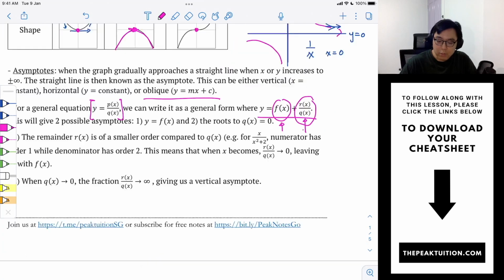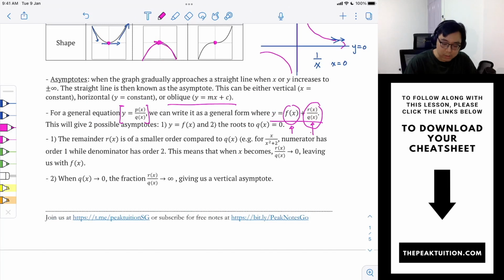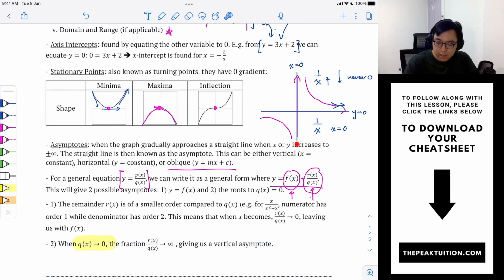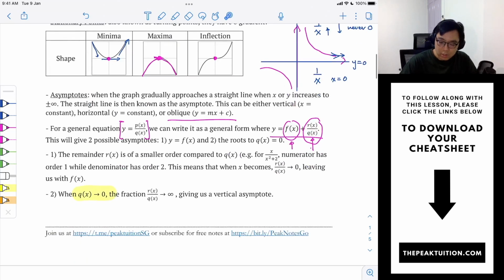Why? Because when you have the roots of the q(x), we start off here. Look at this thing. When we have roots of q(x), your q(x) goes to 0. Then your fraction goes to infinity. This is basically similar to this asymptote over here. Your 1 over x goes to infinity, therefore it becomes undefined, therefore you have an asymptote. Okay? So the second thing may not be so obvious, but why is f(x) also an asymptote?